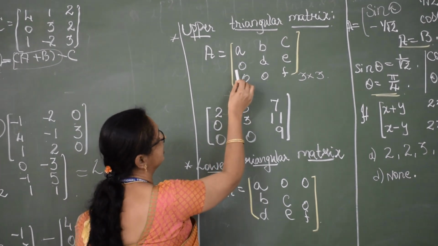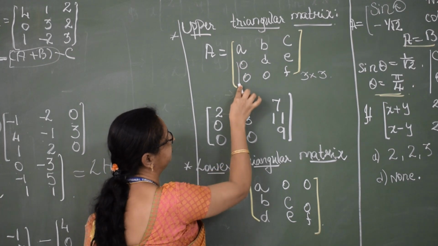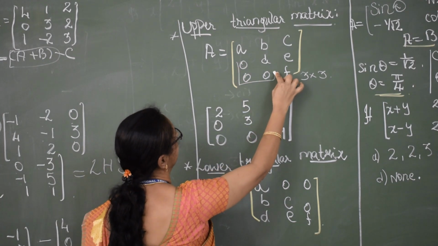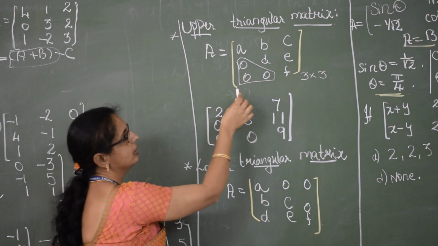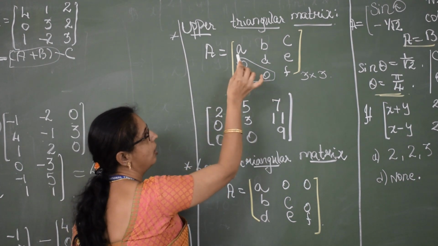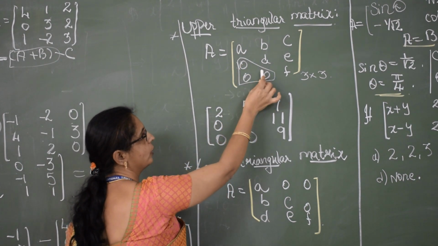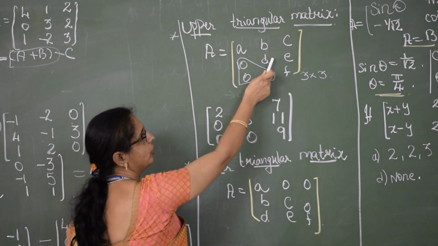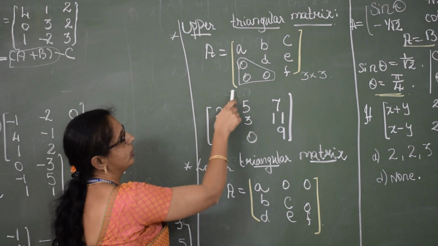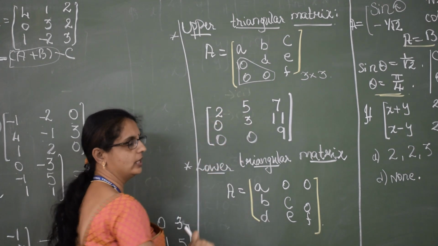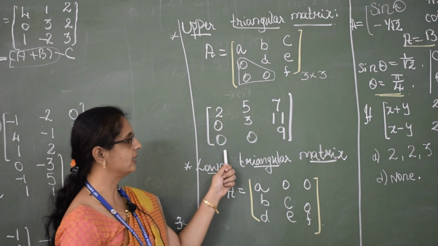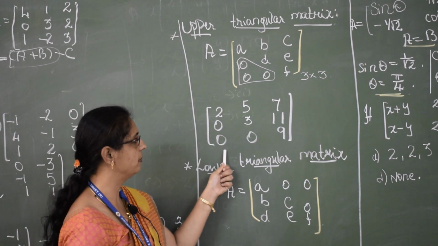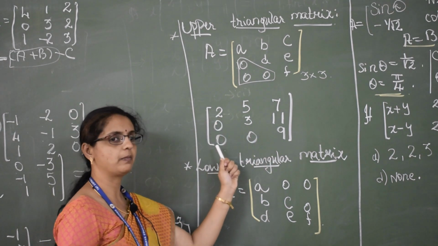And not only this, the elements are like this. This contains 0, and all the elements above the diagonal array are non-zero, so only it is called an upper triangular matrix. This is one of the examples which was asked in a previous paper. This gives us which type of matrix?